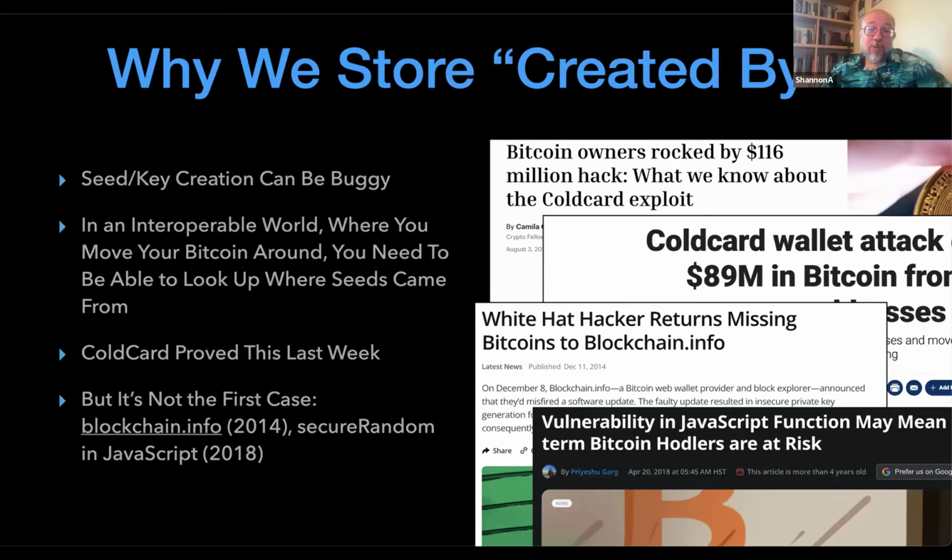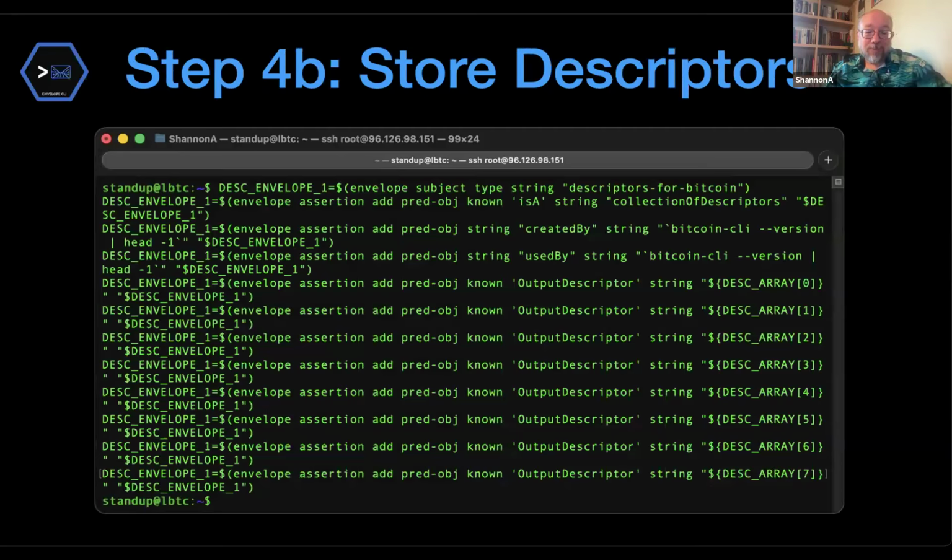And so when we look at a Cold Card problem like this one, this is one of the ways that we solve it, by actually saying, where did our seeds come from? The other way is multi-sigs, and again, that's not something many people are willing to do. This is a great start, though.